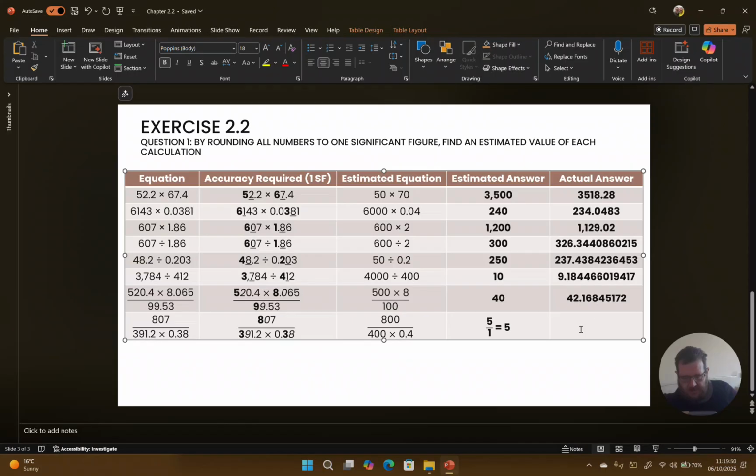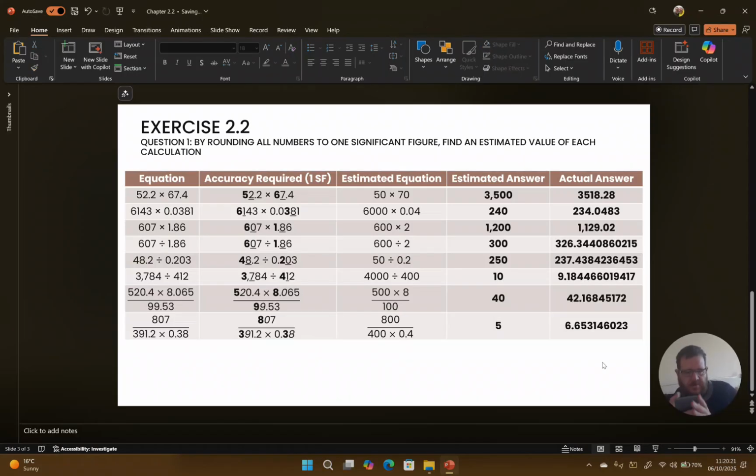And then the next one we want to look at is 807. Good job I checked that. 391.2 times 0.38. 1, 2, 3, 4, 5, 6, 7, 8, 9. Get rid of that fraction there as well. And there's your answer there. So that's the actual answer I'd written down, and that's the answer it gives you.